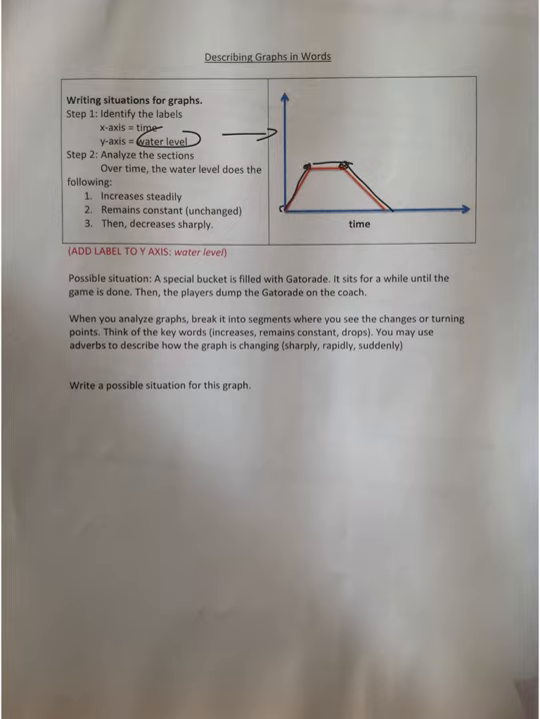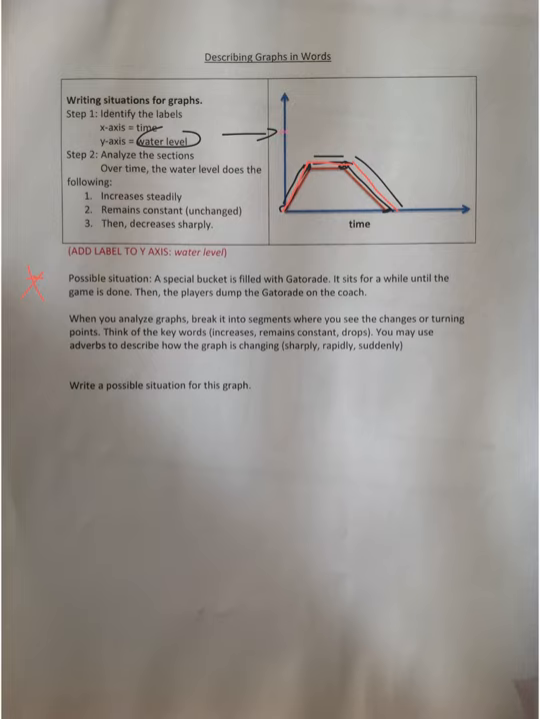And so you'll notice that you have a change here and a change here. You've got a starting point and you have an ending. So you have something happening here, which is one situation. This is your second situation. This is your third situation. If you take a look at your possible situation, a special bucket is filled with Gatorade. So there's your time, and this again is your water level. The bucket is being filled, and it sits a while on the sidelines, and then the players dump the Gatorade on the coach, which means your Gatorade level has just dropped.